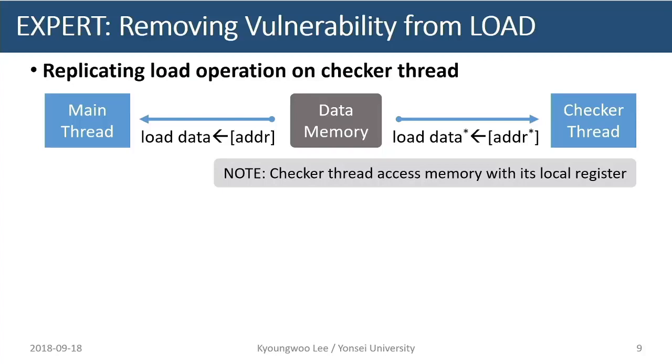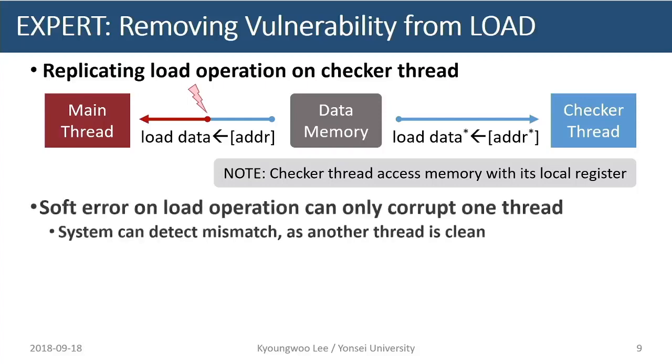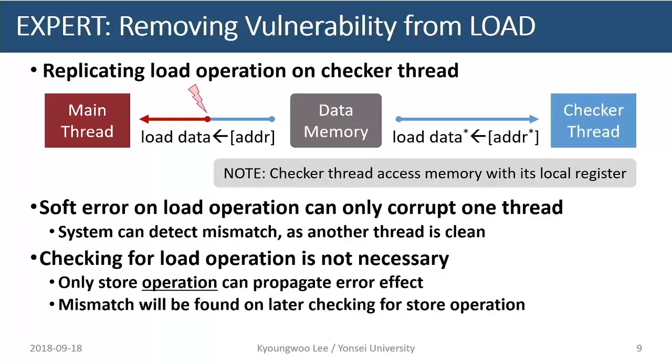Even though there's an error while they are loading the data, it can still only affect one thread. In this example, we just affect the main thread. So a soft error on a load operation can only corrupt one thread. The good news is we have clean data memory and a clean thread. So sometime later, we can detect this mismatch, and then we can detect an error.